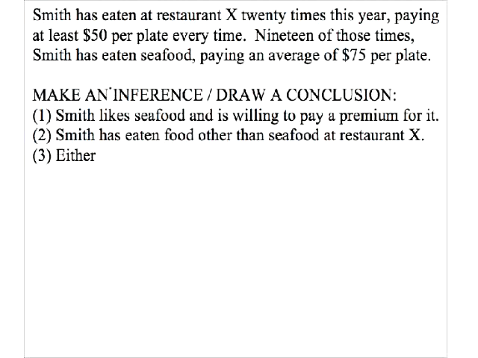So what I'm going to do is erase your answers, and I'm going to have you give me A, B, or C for this. So let's take the numbers away and put letters in there. So give me an A if your inference or conclusion is that Smith likes seafood and is willing to pay a premium for it. Give me a B if your inference or conclusion is Smith has eaten food other than seafood at this restaurant. And give me a C if your conclusion is either of those two could be right. So go for it. Again, please use the answer buttons to do this.